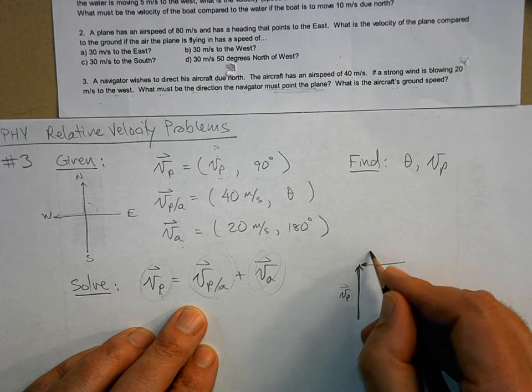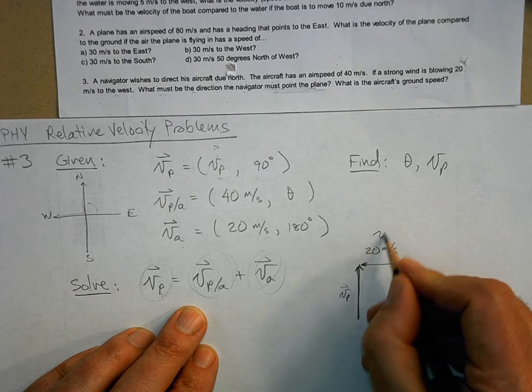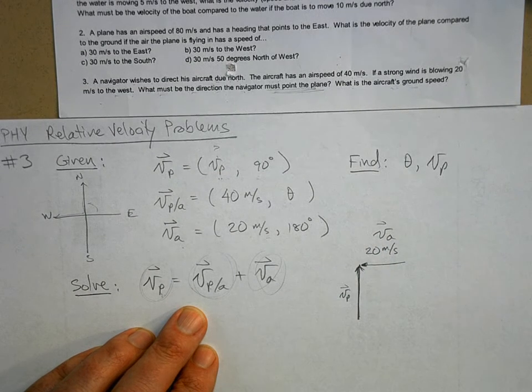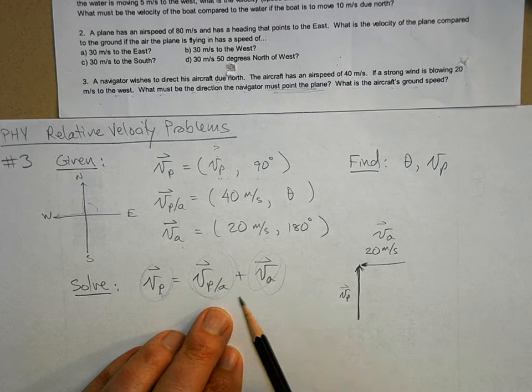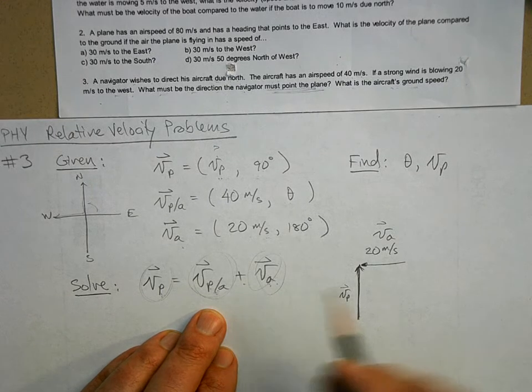So I know this is going to be 20 meters per second. This is the velocity of the air. And I know that I'm going to go this plus this, so I have to hook these up head to tail.